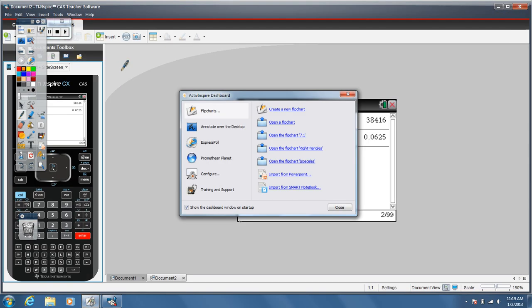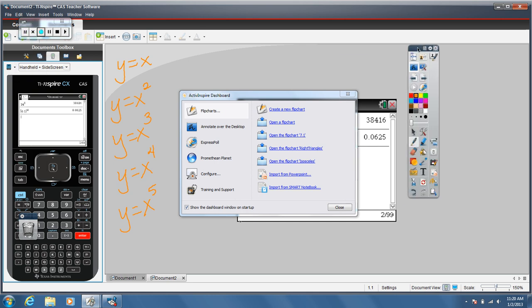I want you to look at graphs like this. So y equals x, we know what that looks like. It looks like a line, okay? Then I want you to try y equals x squared. Then y equals x to the third. Then y equals x to the fourth. Y equals x to the fifth. Let's look at some of these. This will be exciting.